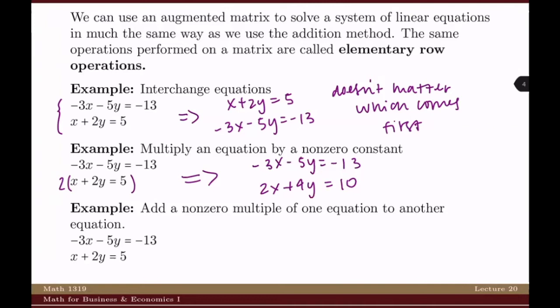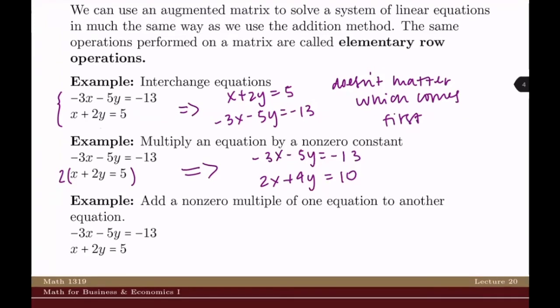The last bit is going to be to add a non-zero multiple of one equation to the other equation. Again, that's like the actual addition method. So let's say I want to do 3 times the bottom equation and I want to add it to the top equation. That means I would have negative 3x minus 5y equals negative 13 plus 3x plus 6y equals 15.